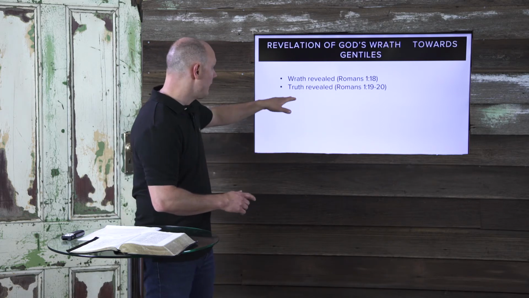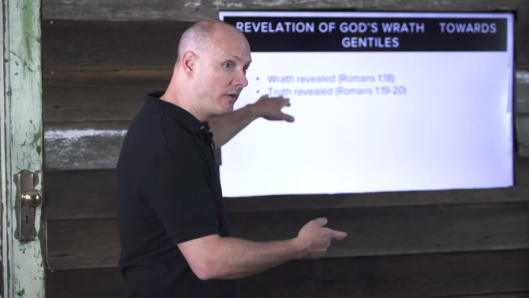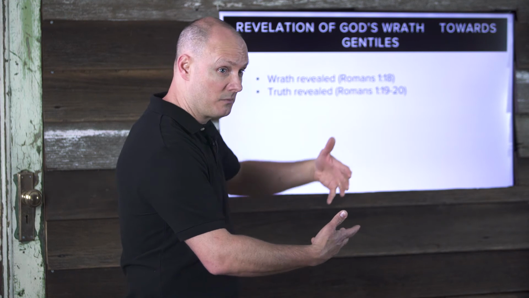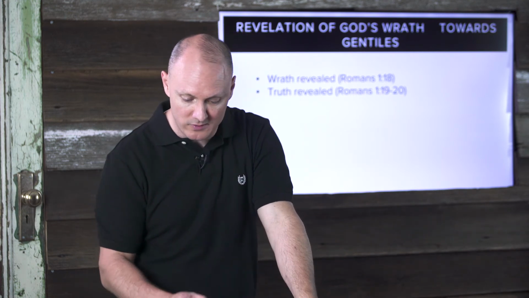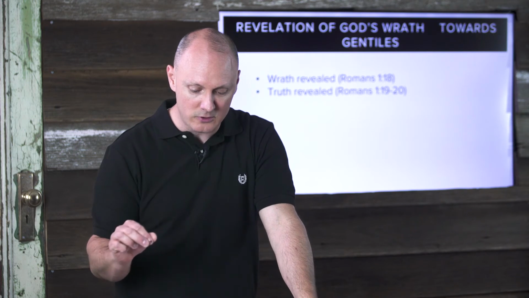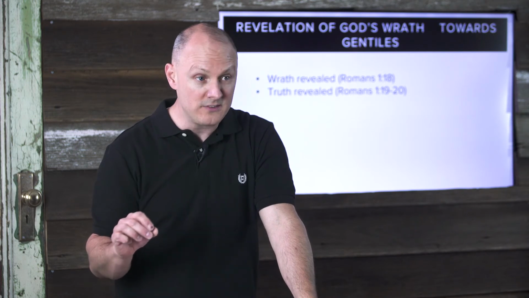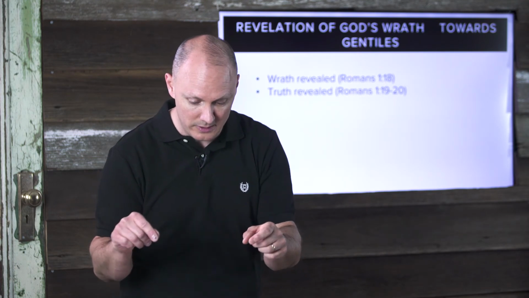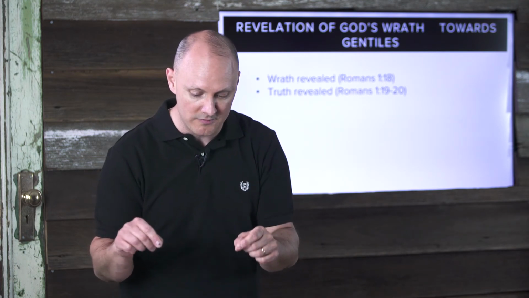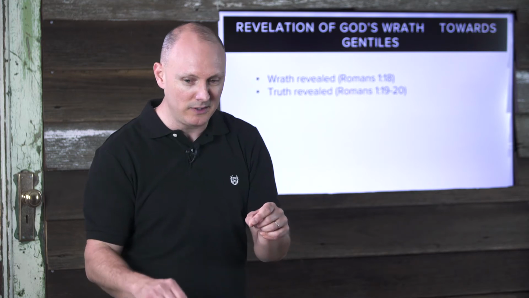Now, here's a question. How did God make His truth evident to the nations? Because they don't have God's Word. How did God make it evident to them? Verse 20 tells us. He says, "Since the creation of the world, His invisible attributes," and notice how he defines those, "namely His eternal power and divine nature, have been clearly seen."